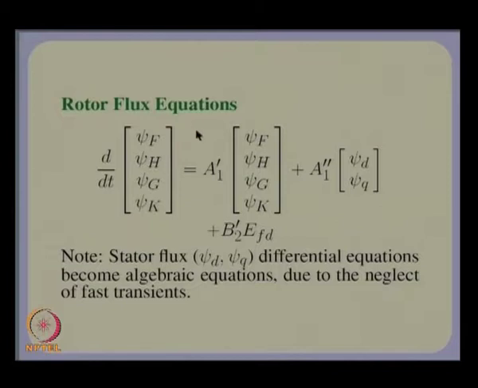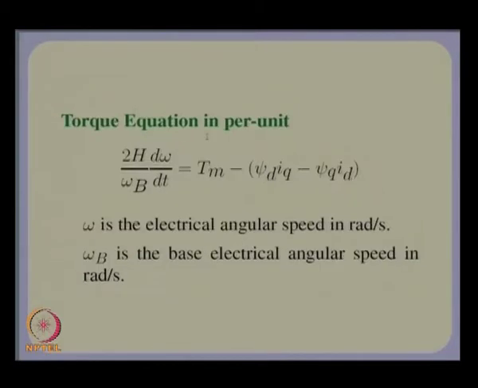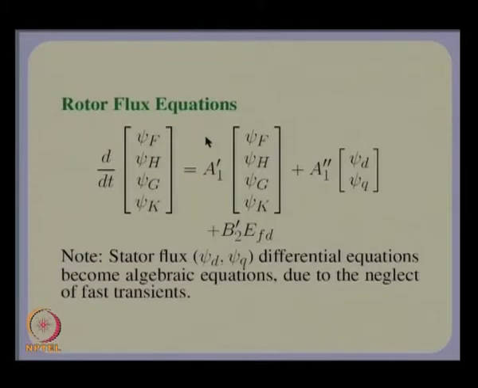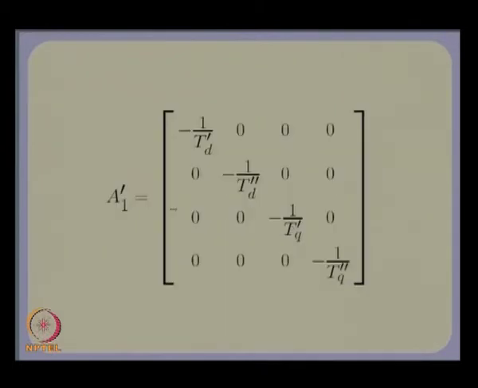So, we have one differential equation for the rotor speed, and 4 differential equations corresponding to the rotor flux equations. Later on we shall also see that there is one differential equation corresponding to the rotor angle delta. A1 dash, A1 double dash and B2 dash are given by these equations.